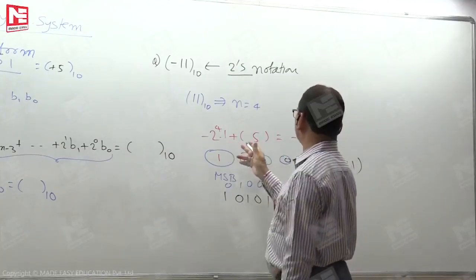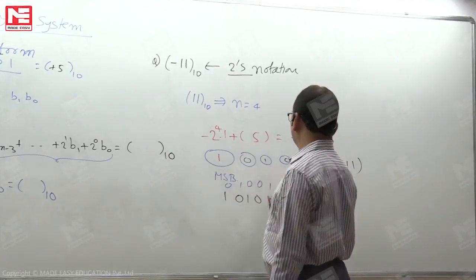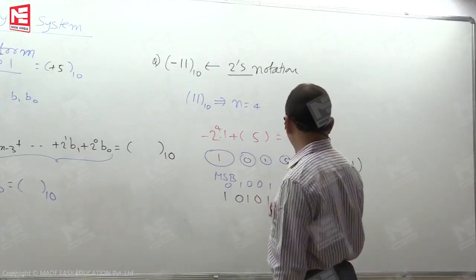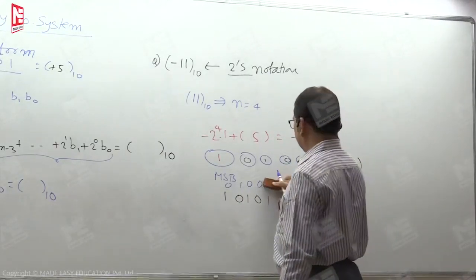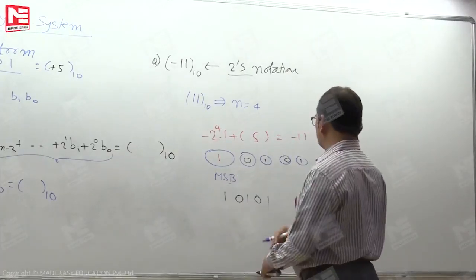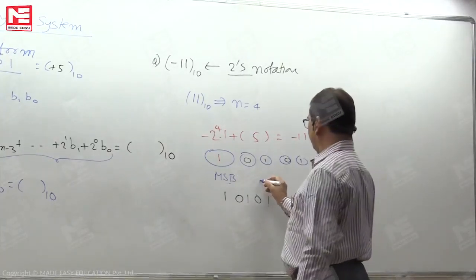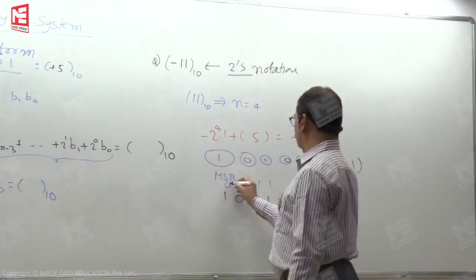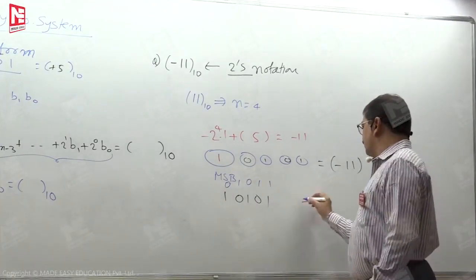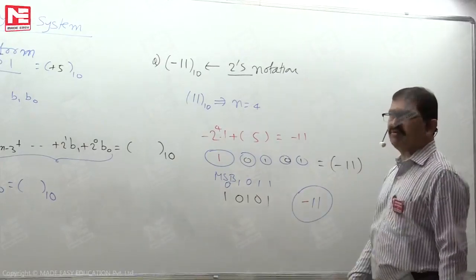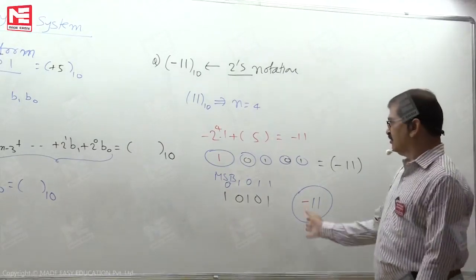What I said, 16 minus 5, 11. Sorry. So the 2's complement is 1010. From this we recognize the magnitude is 11, and along with the sign bit, it is minus 11. That is the direct procedure that I mentioned.